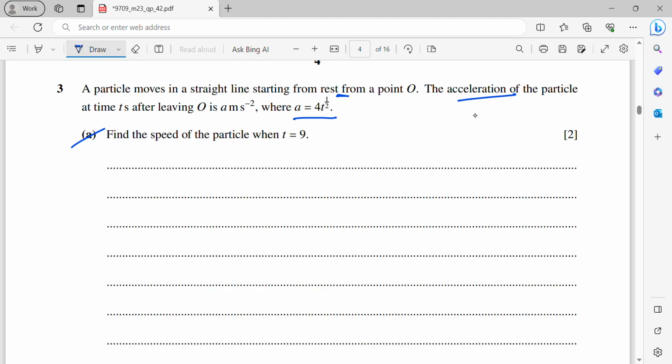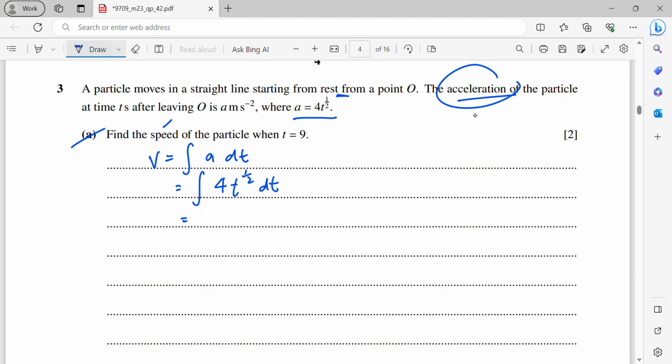So we know that the velocity, because you are given the acceleration, equals the integration of A dt. The A is acceleration, so now I'm going to integrate. Before you get the speed, you have to get the velocity first, because the speed is the magnitude of the velocity. So here is the integral of 4t to the power half dt.